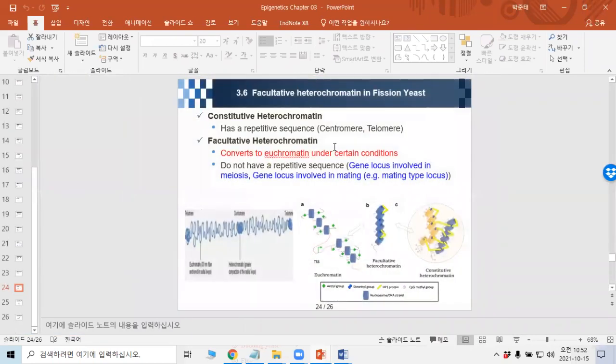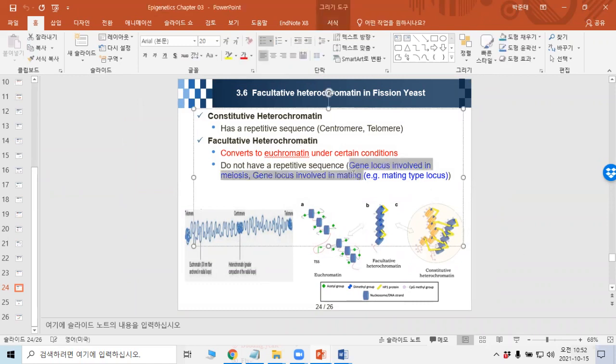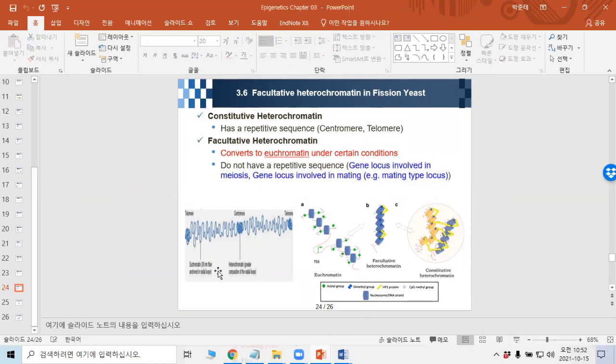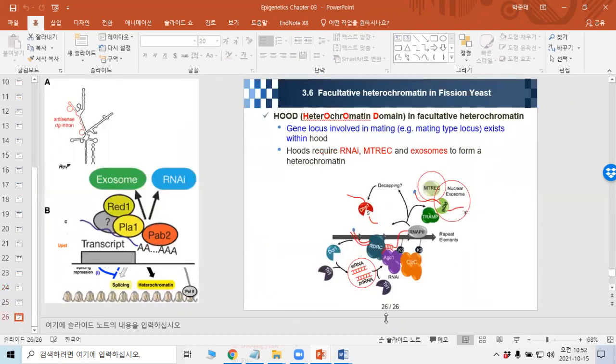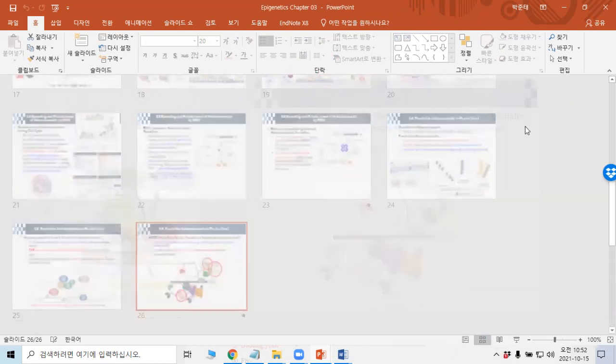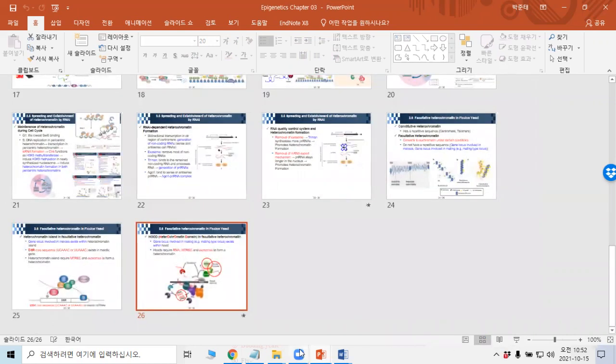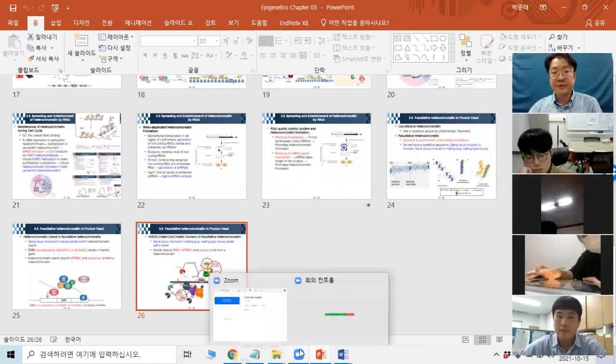And we also learned about the difference between constitutive and facultative heterochromatin. There was a multiple choice question asked about this one. And also we learned about this one and this one. Do you have any other questions in chapter 3?